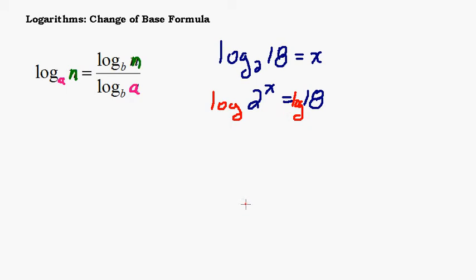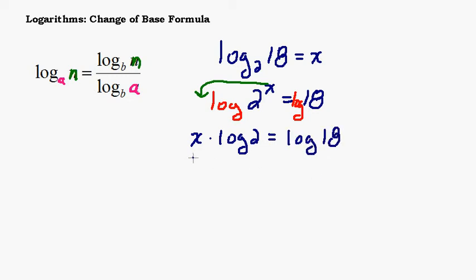This is a property of logs, that when you have a log of something to a power, you can take that power and pull it out in front and multiply it by the log. So if I take the log of both sides, then I have x times the log of 2 equals the log of 18. And now if I want to solve for x, I divide both sides by log 2.